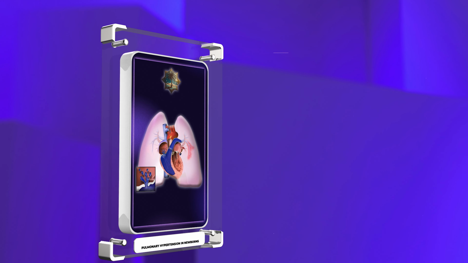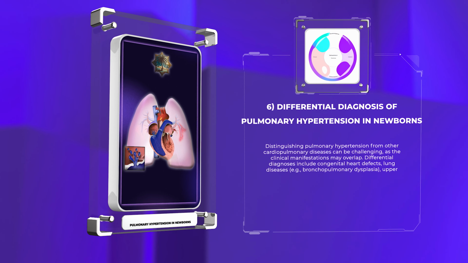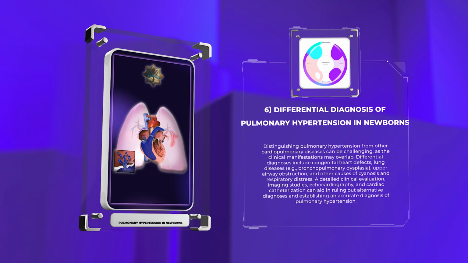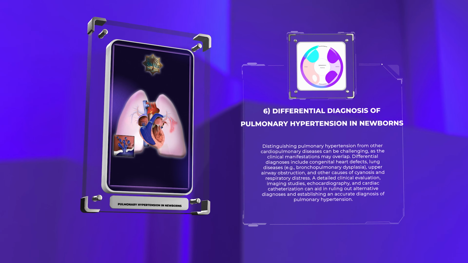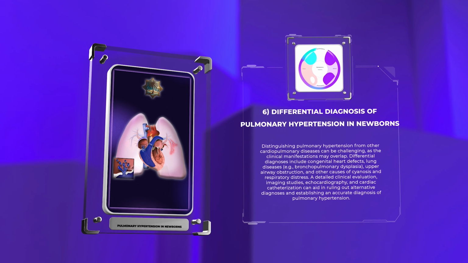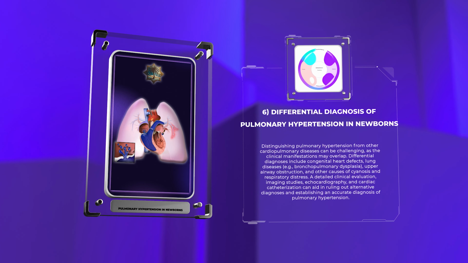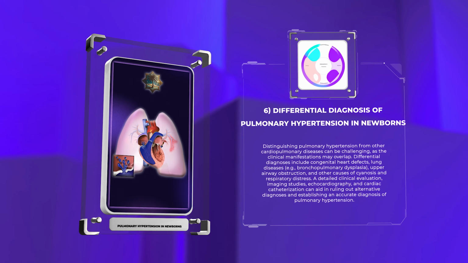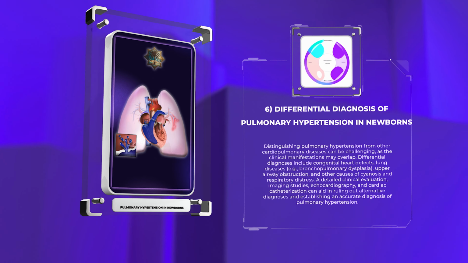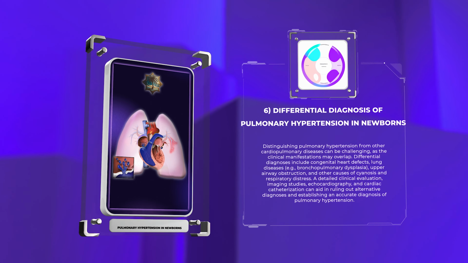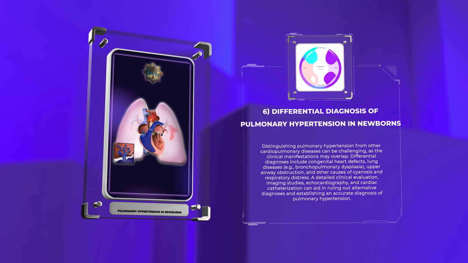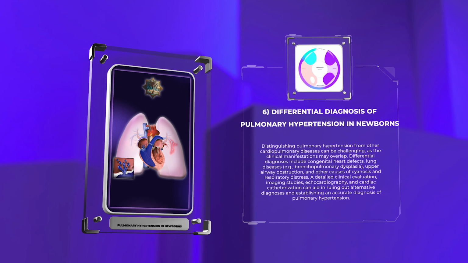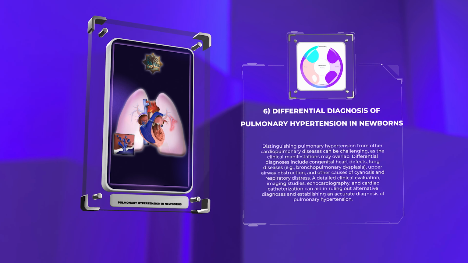Distinguishing pulmonary hypertension from other cardiopulmonary diseases can be challenging, as the clinical manifestations may overlap. Differential diagnoses include congenital heart defects, lung diseases, for example, bronchopulmonary dysplasia, upper airway obstruction, and other causes of cyanosis and respiratory distress. A detailed clinical evaluation, imaging studies, echocardiography, and cardiac catheterization can aid in ruling out alternative diagnoses and establishing an accurate diagnosis of pulmonary hypertension.